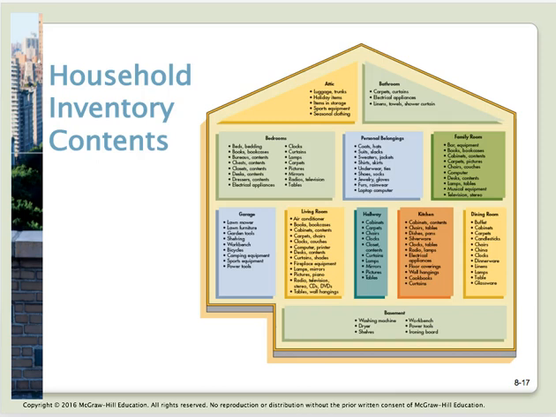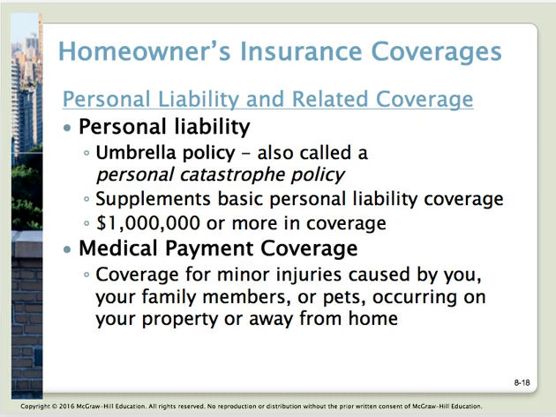The personal liability component of your homeowner's policy protects you from financial losses resulting from legal actions or claims against you or a family member due to damages to the property of others. This coverage includes the cost of your legal defense. An umbrella policy is also sometimes called a personal catastrophe policy, and it supplements your basic personal liability coverage.